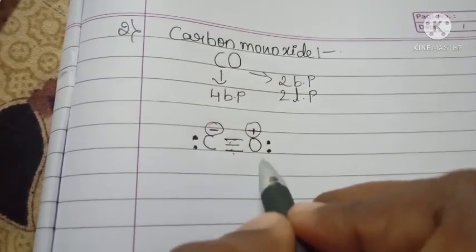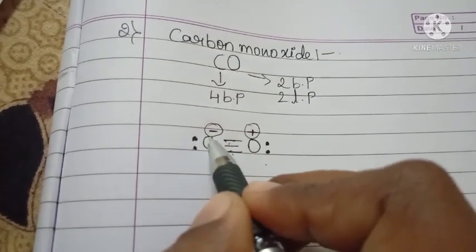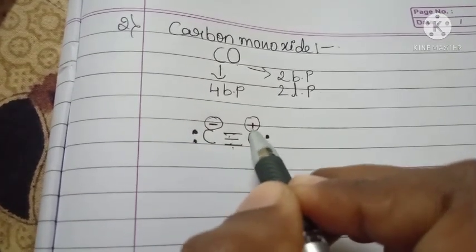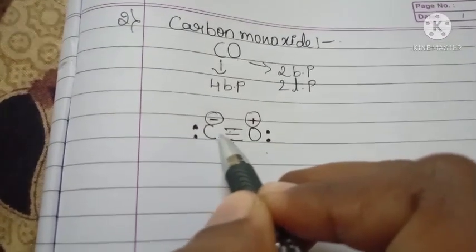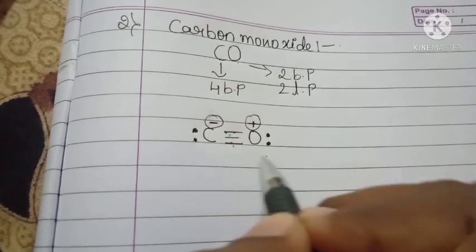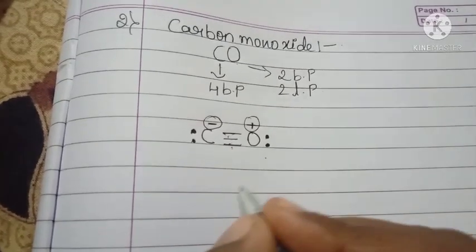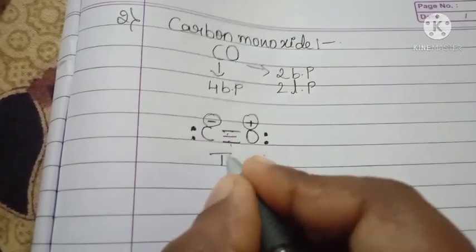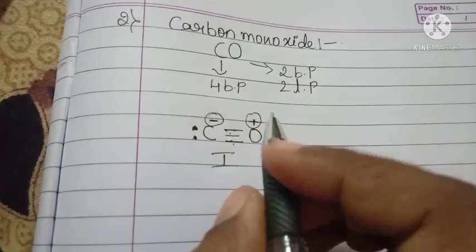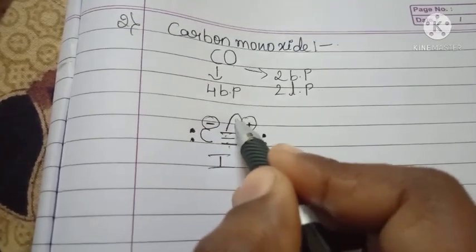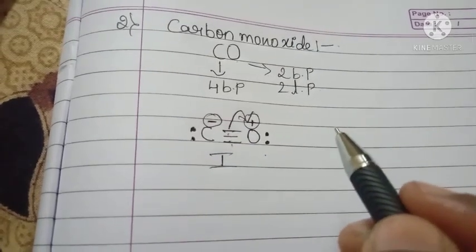Do you get it? Why does oxygen carry a positive charge and carbon carry a negative charge? Because oxygen donates an electron to form the bond with carbon, so carbon accepts the electron from the oxygen atom. Okay, this is the first resonating structure, and here this bond should go to the oxygen atom.